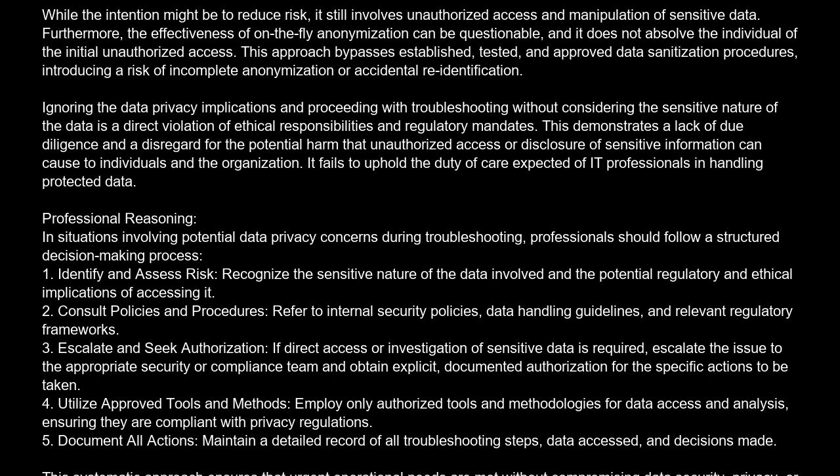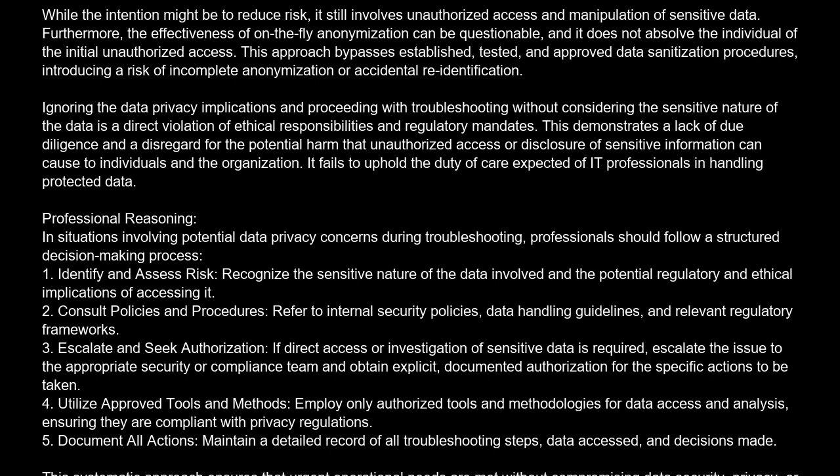Professional reasoning. In situations involving potential data privacy concerns during troubleshooting, professionals should follow a structured decision-making process. 1. Identify and assess risk. Recognize the sensitive nature of the data involved and the potential regulatory and ethical implications of accessing it. 2. Consult policies and procedures. Refer to internal security policies, data handling guidelines, and relevant regulatory frameworks. 3. Escalate and seek authorization.